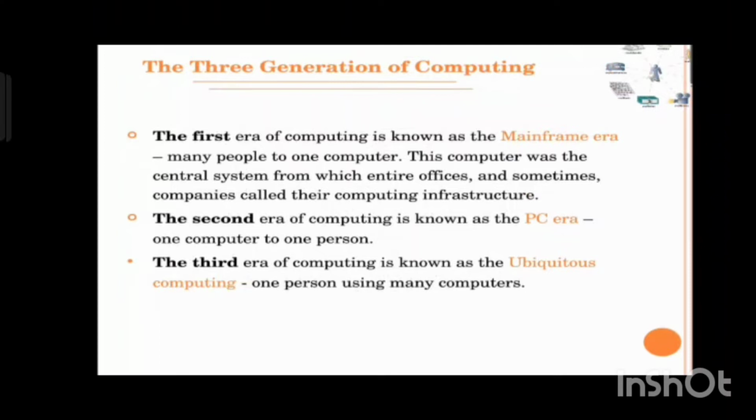The second era of computing, that is the second generation, is known as the PC era, in which one computer is used by one person. That is, a person can own his own computer system. And the third era of computing is called ubiquitous computing, in which one person can access many computer systems. In this third era, the workload is distributed, and that's why the tasks are made easier.